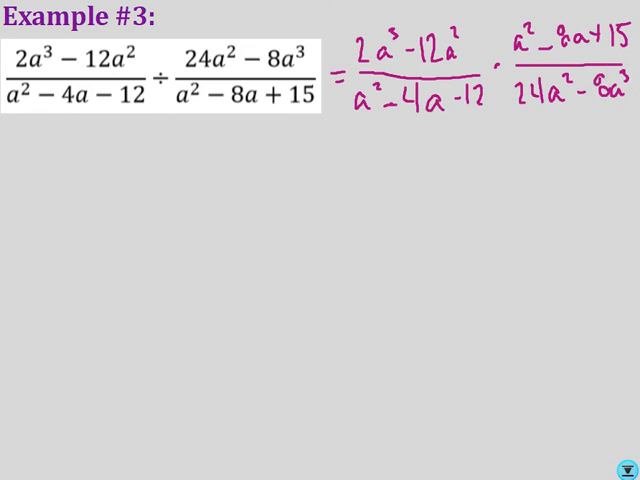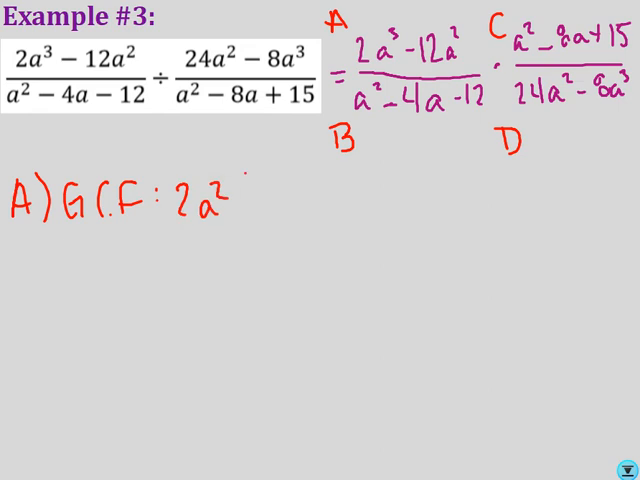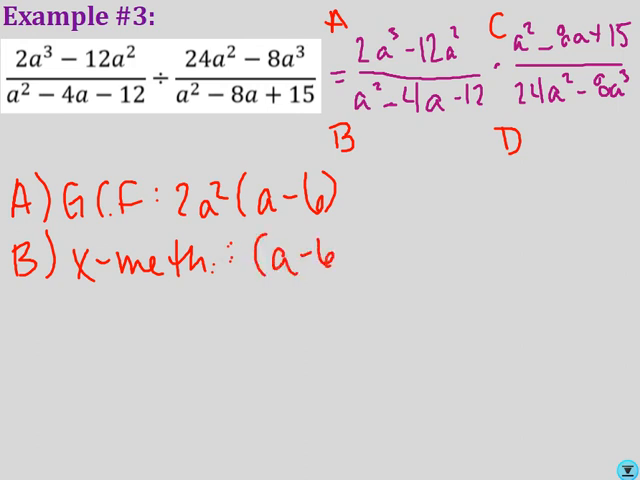Now we can label all the parts, A, B, C, and D. A, we're going to factor with GCF, which is 2a squared, which will leave me with a minus 6. B, we'll do the X method. The scratch work you would do either below or off to the side. You should get a minus 6 and a plus 2. So I already see some things I can cancel out.